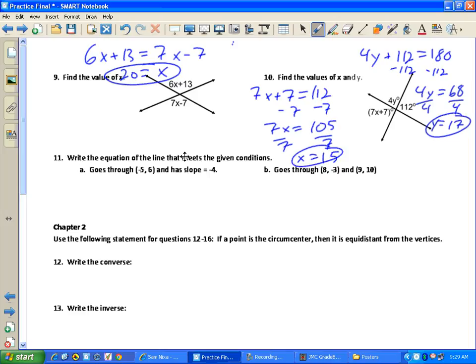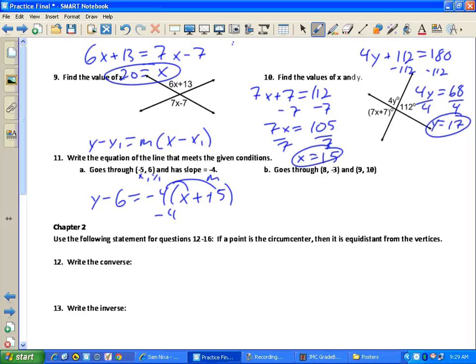So now we want to write an equation of a line that meets these conditions. So I'm going to be using this point slope form. This is my x1, y1. This is my slope. Y minus my y1 value equals my slope value times x minus my x1 value. Turn this to plus and distribute. And then add the 6 over. So I get negative 4x minus 14.